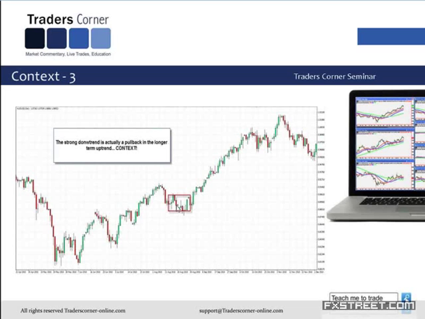But you wouldn't know that unless you'd zoomed out enough, unless you'd come out to the daily and looked at it and said, okay, that looks like a level that could reverse. So I don't necessarily want to be taking a trade there. Look, I like that, Ray. Yeah, look left, be right.